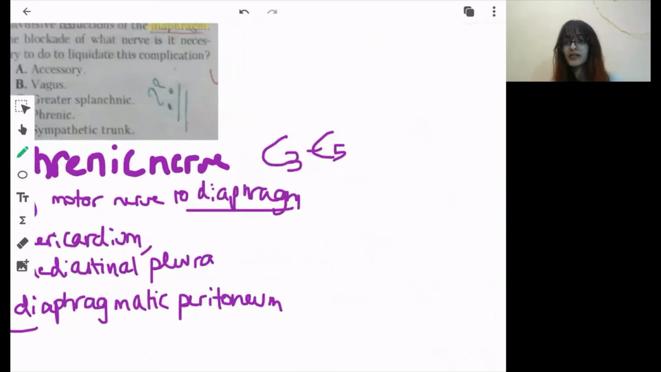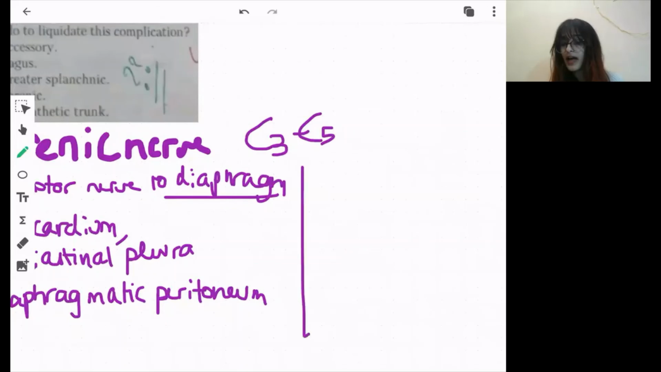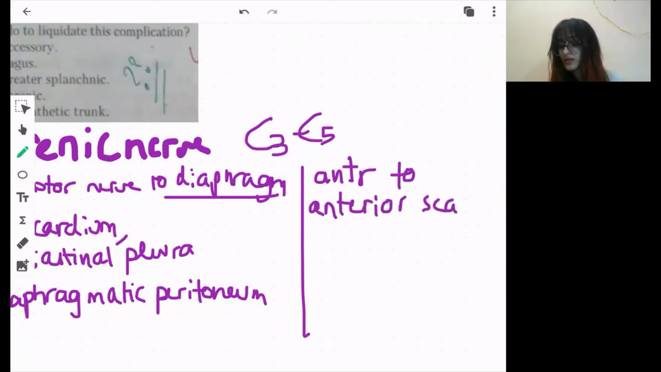And if you remember, it crosses anteriorly to the anterior scalene muscle. Like I told you previously, you should know the relations of the scalene muscles with the vessels and the nerves. So I'll link the video in the description box. You can check. Every video has different topics and the timestamps are in the comment box.